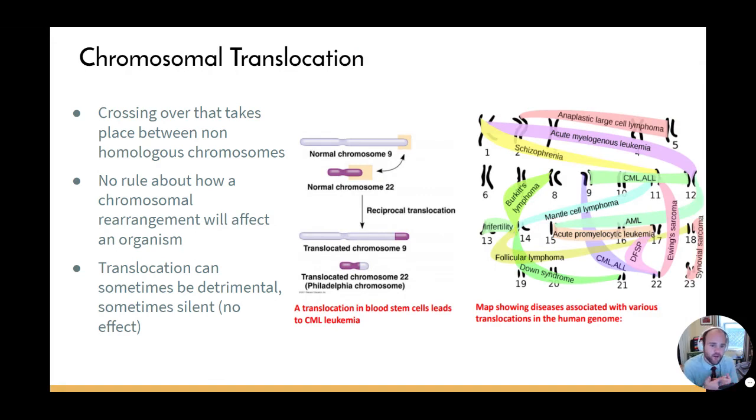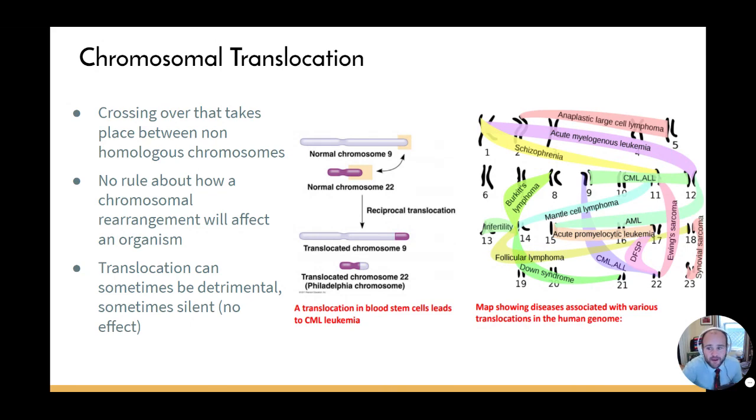Last thing I want to talk about with crossing over events is sometimes rare events happen where crossing over doesn't occur between homologous chromosomes, but between 2 different chromosomes. So like 9 crosses over with 22. And this is going to be called translocation, anytime crossing over happens between non-homologous chromosomes.